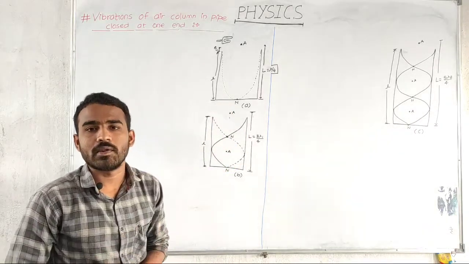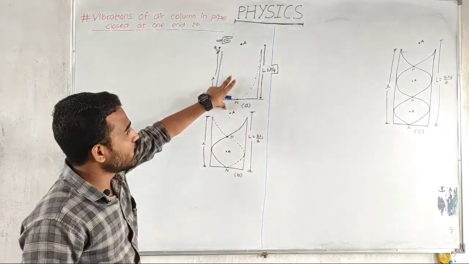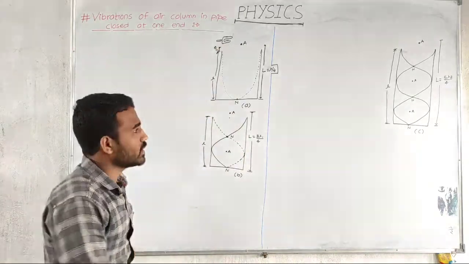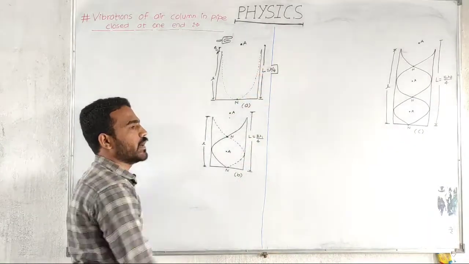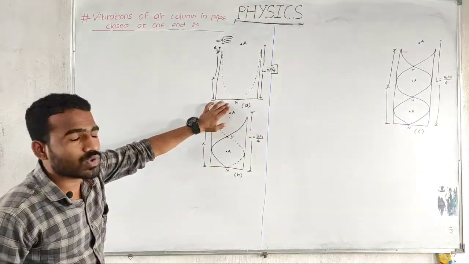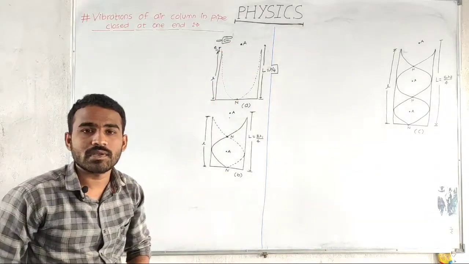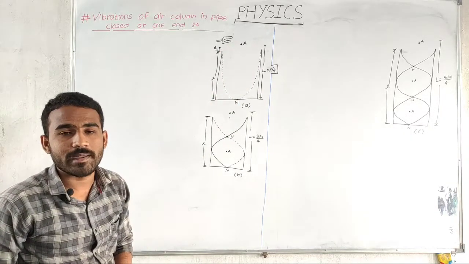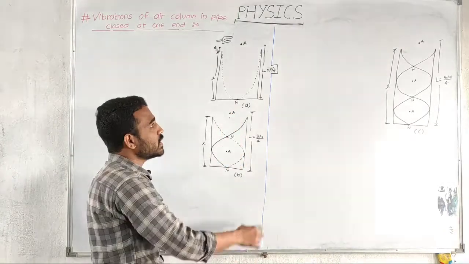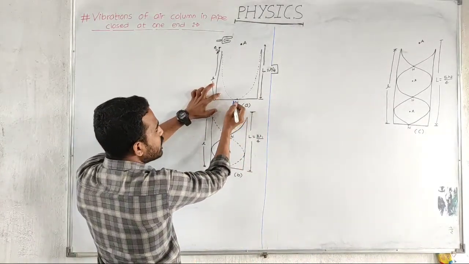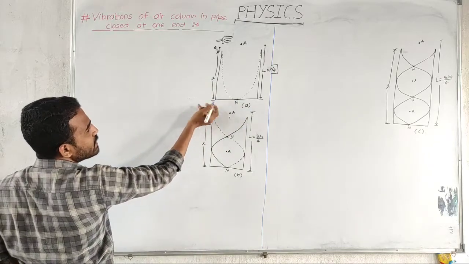You can see in this diagram, this is the closed end and this is the open end. At the closed end there are only nodes, and at the open end there are antinodes. Why? At the closed end, consider the particles of the medium at this closed end.